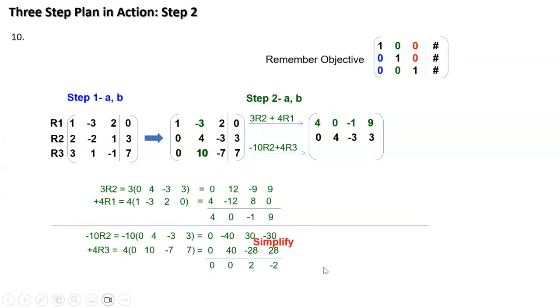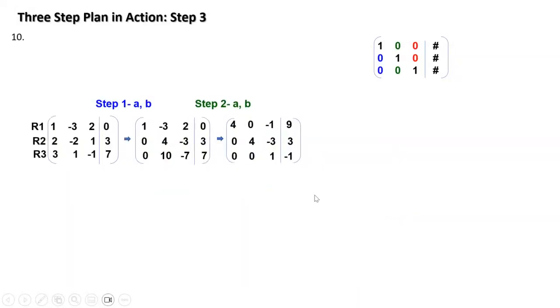Here, guys, is what I mean by we can simplify, right? We can divide everything by 2. If we do that, it's going to give us 0, 0, 1, negative 1. That's my new equation number 3. Now, on the next slide, I'm going to do the last part, which is step 3.